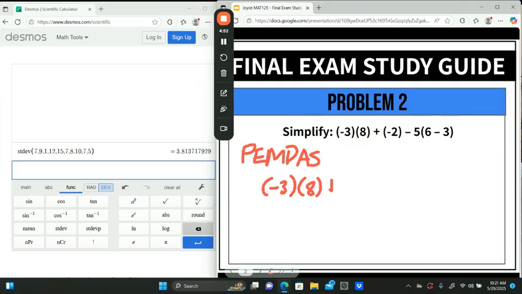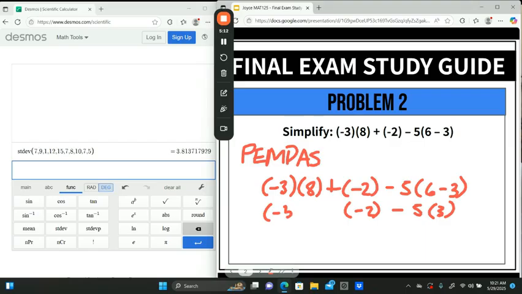So let's start here by rewriting our problem. And let's go ahead and start with this parentheses on the end right here. And we're going to do what's in it first. So 6 minus 3 is going to give me 3. I'm going to rewrite this whole thing.